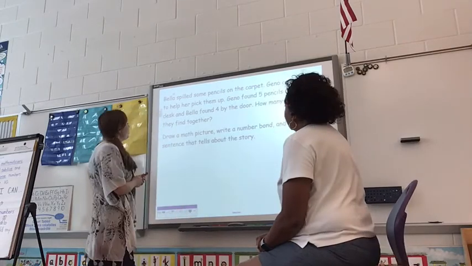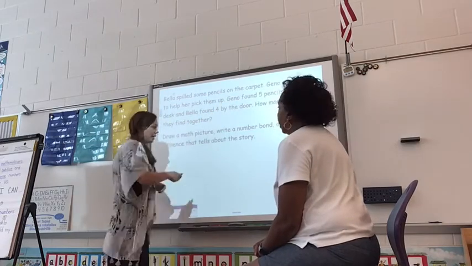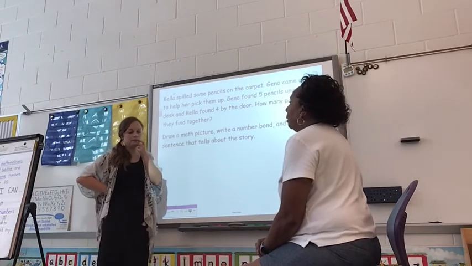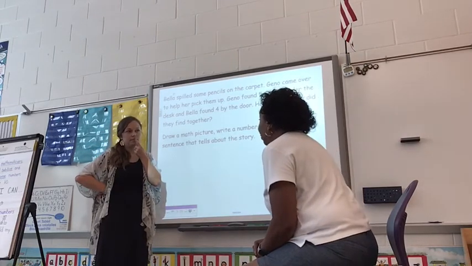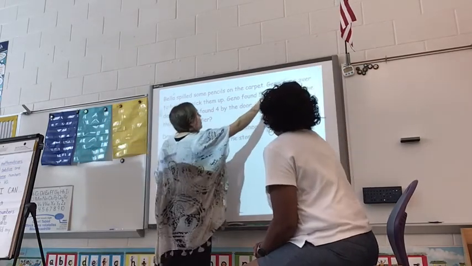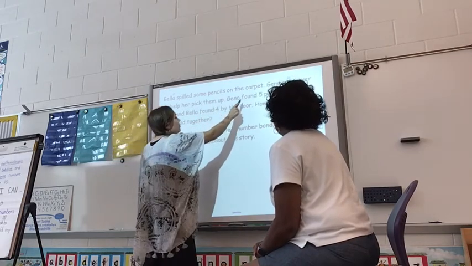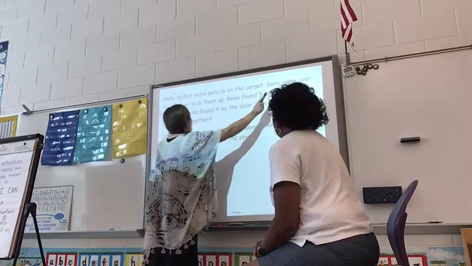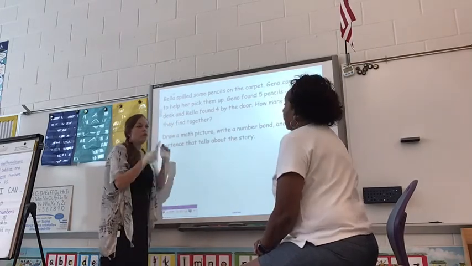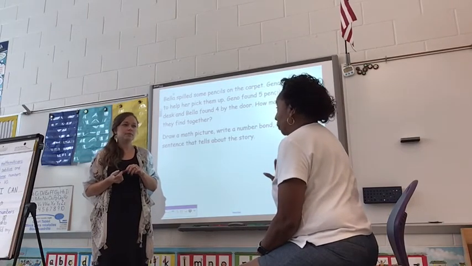Okay, so Bella spilled some pencils on the carpet. Do you think that I should just draw a bunch of pencils all over the carpet? No. Why not? Well, because I don't know how many yet. Okay. It says, Gino came over to help her pick them up. Gino found 5 pencils under the desk. Do you think the under the desk part is important, or just the 5 pencils part? I think under the desk, because you said draw the math picture.